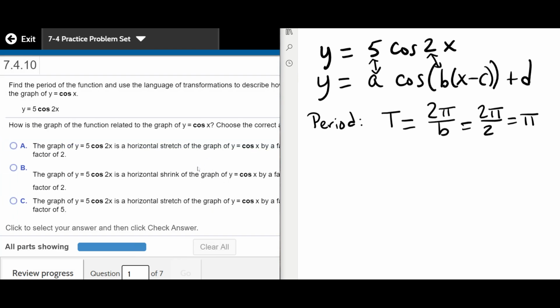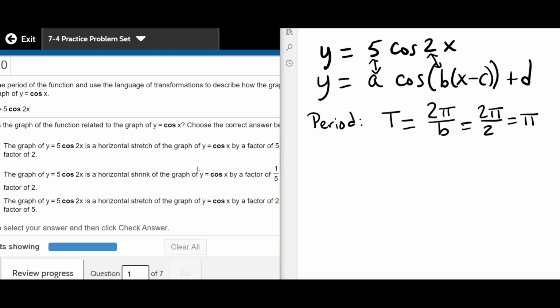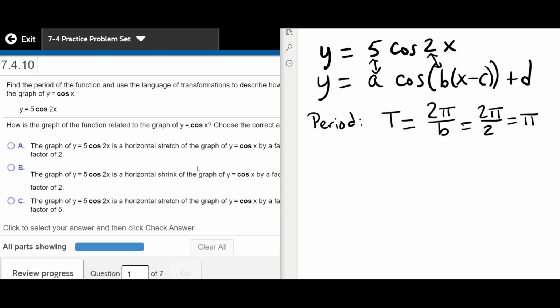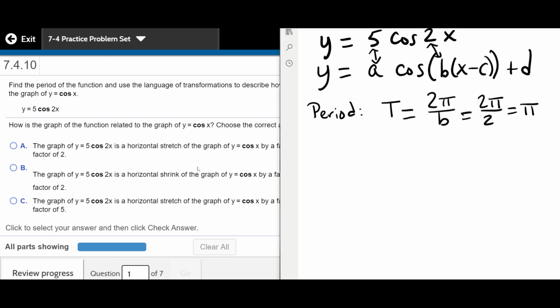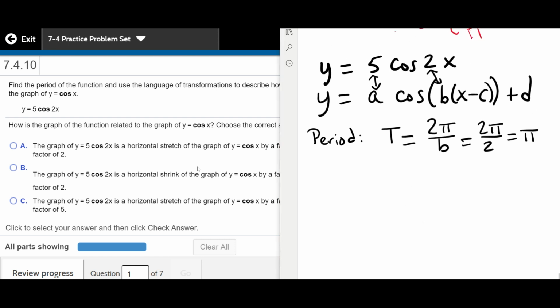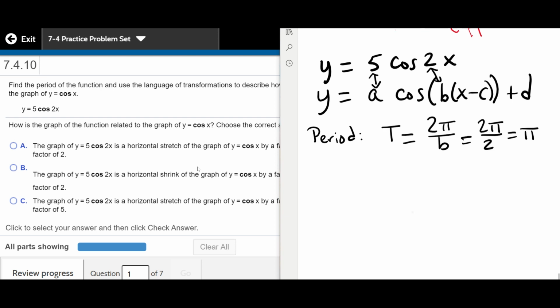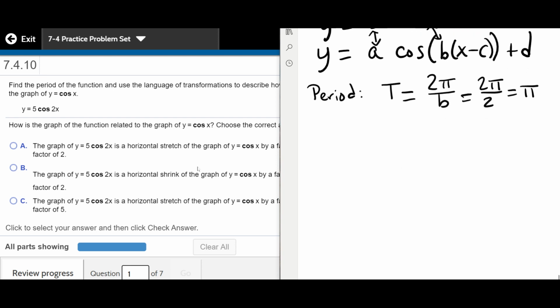Now what we want to do is pick the right choice here. How is the graph related to cosine x? They're going to talk transformations here. So let's quickly review what the amplitude of this function is going to be and how this function is going to look. Remember that there are two different functions that I want you to recognize.